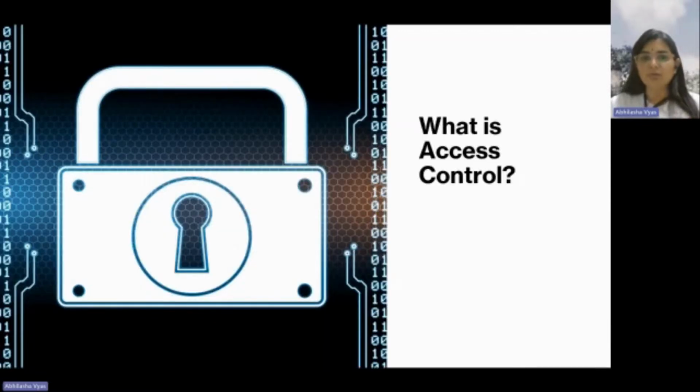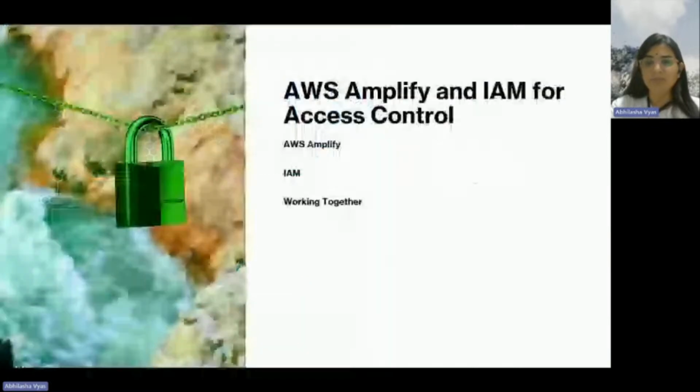So till now we understood what access control is. It is basically authorizing access to the resources and performing actions in a system, and it is a very, very critical part of the security strategy when you are planning for your organization, because it ensures that only authorized users can access sensitive data and perform critical actions.